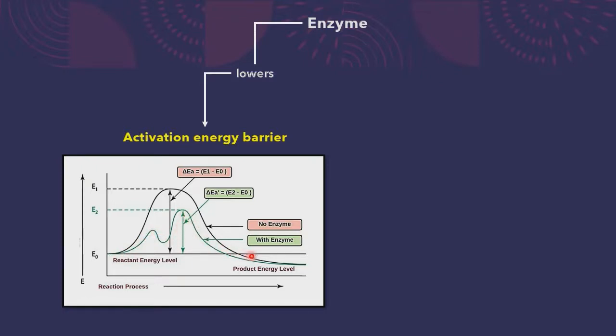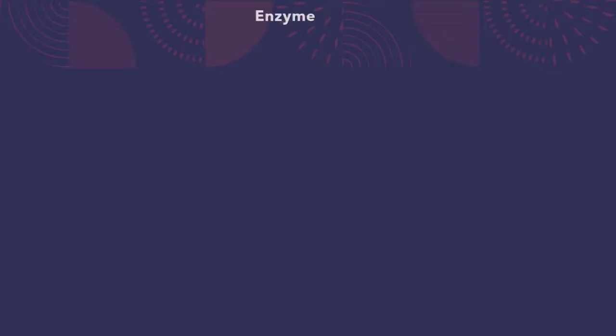So basically we do not need much energy for the different bodily processes, because enzymes will help us lower the activation energy barrier. And because the activation energy barrier is lowered, it will help speed up the rate of reaction of the different biological processes. When we talk about an enzyme, how does an enzyme look?